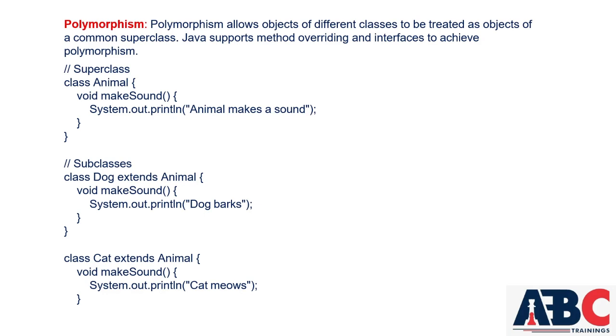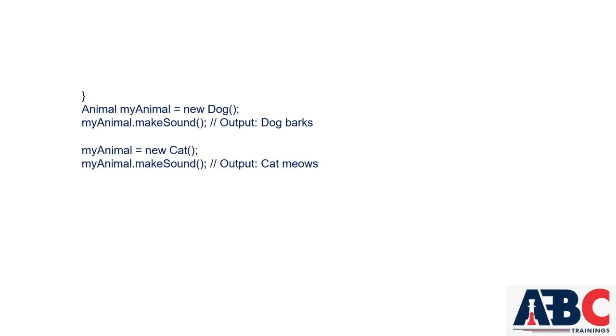The superclass is Animal, and it has a function makeSound. The subclass is Dog, which extends, meaning inherits from, Animal and makes a sound like dog barking. Then we also create a subclass Cat, which has the makeSound function, and the cat meows. Then we create objects and call makeSound of Animal, so the output will be Dog barks, and next the output is Cat meows.